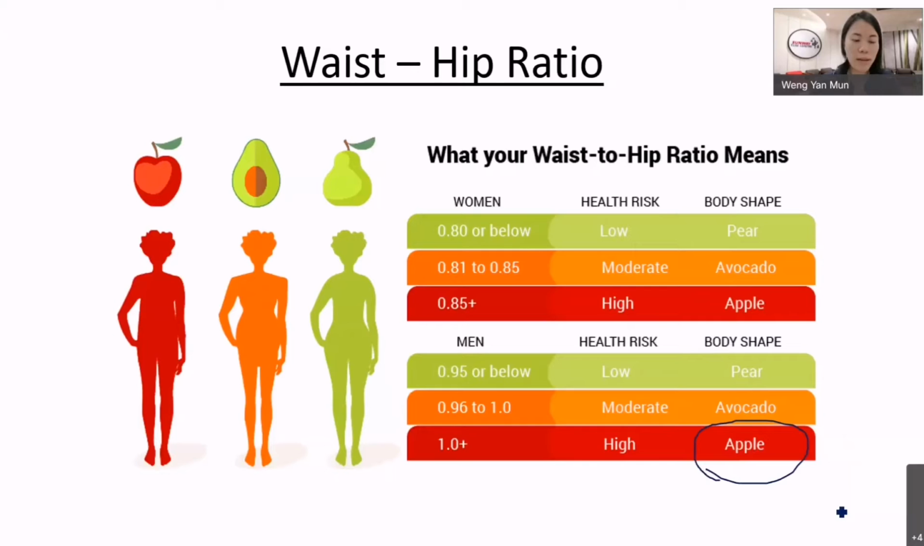Okay, from this table, this man has an apple-shaped body and is considered to be affected by higher health risk because he has a high waist-hip ratio, while 1.10 and below is considered moderate to low risk. For women, a ratio of 0.86 and below has moderate to low health risk, while above 0.86 is considered higher health risk.